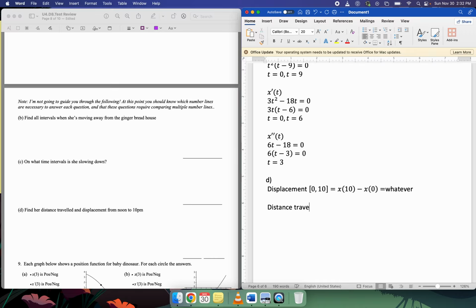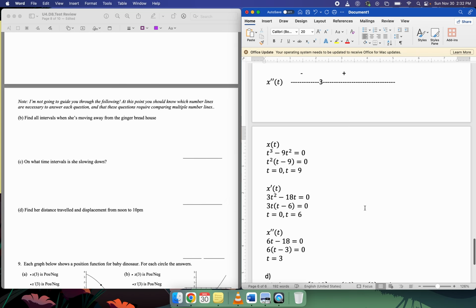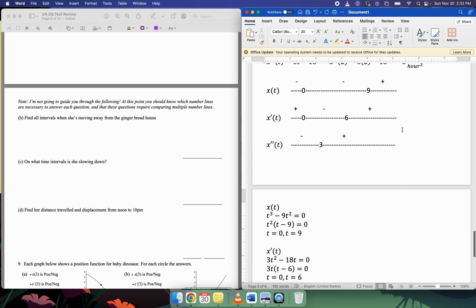Distance traveled is trickier because we have to think about when she is moving left and when she is moving right. Then we have to compute the displacements over each of those time intervals: how far did she go left, how far did she go right. To figure out the time intervals of one directional motion, we have to look at the number line for the velocity function, this guy right here. Before 0 is not really under consideration here because we're computing distance traveled from time 0 to time 10.